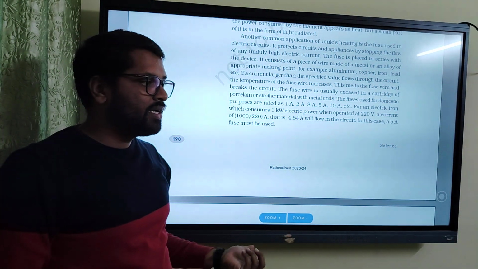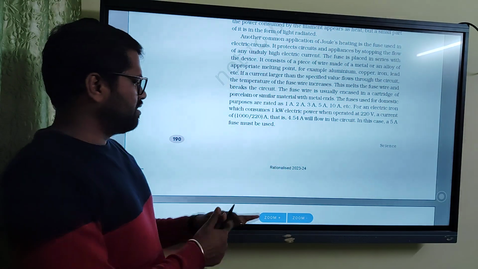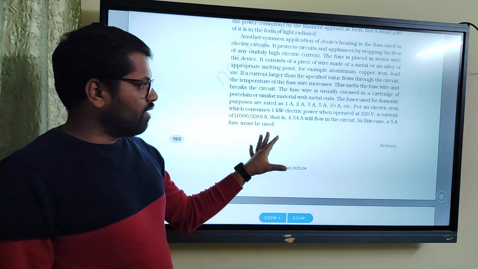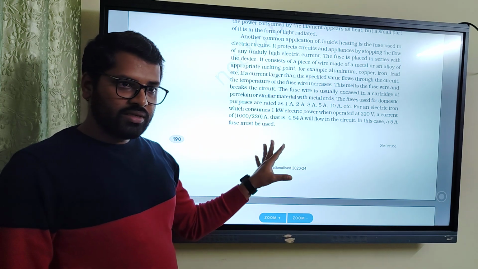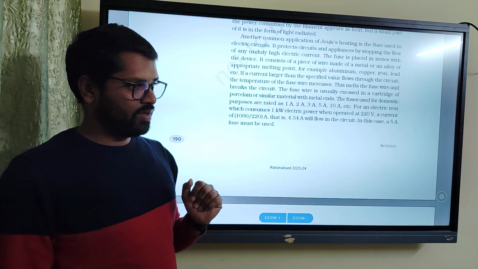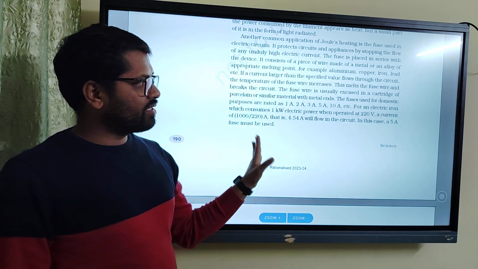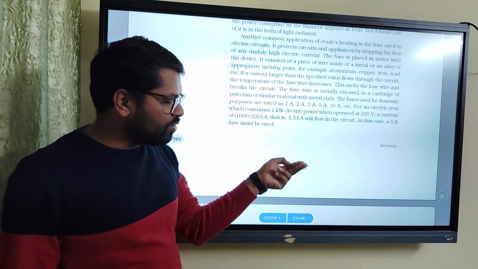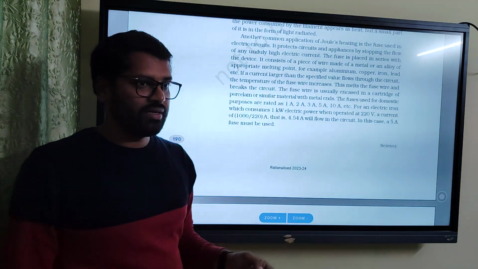Fuse will not melt only. So suppose if I use this smart board, DG board, now we have to protect this, so we use a fuse. And suppose if it requires 4 ampere current, we use a fuse of 5 ampere.